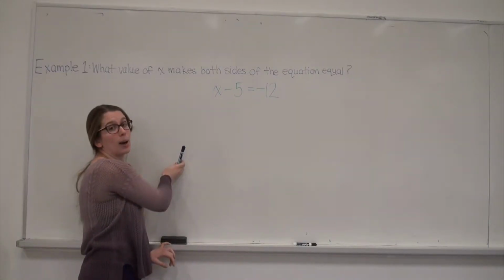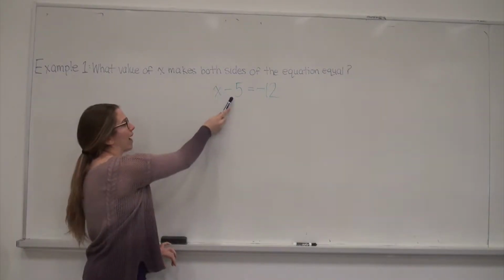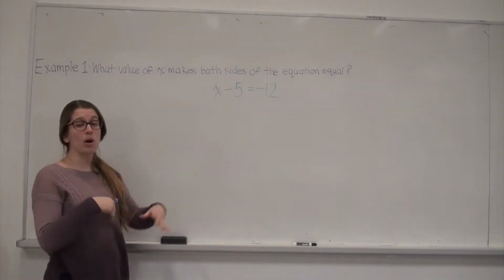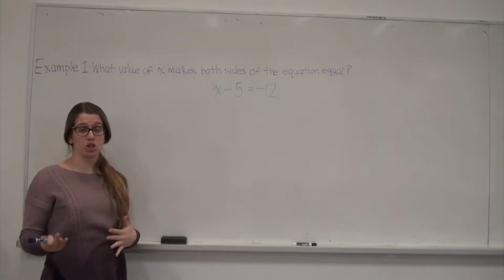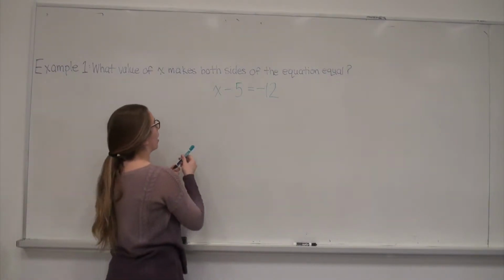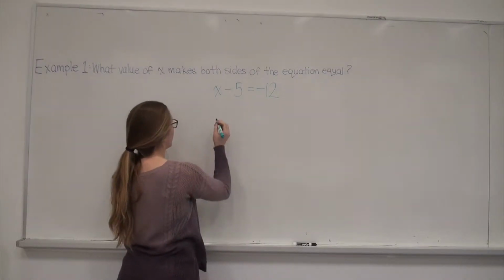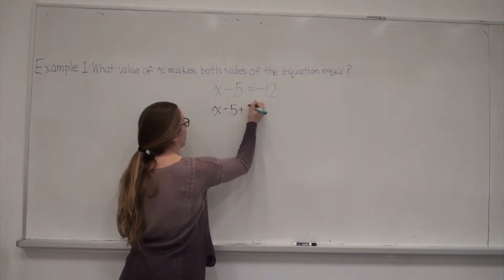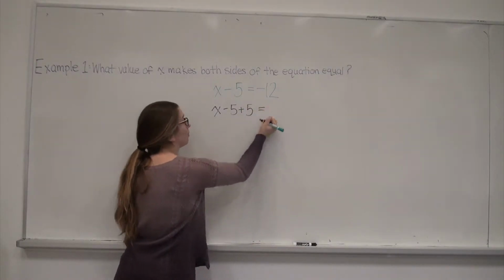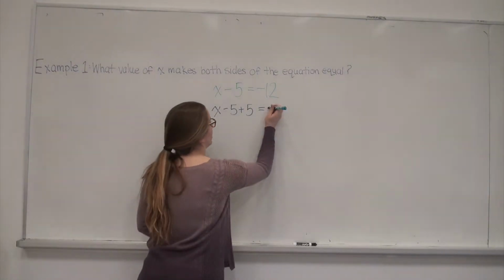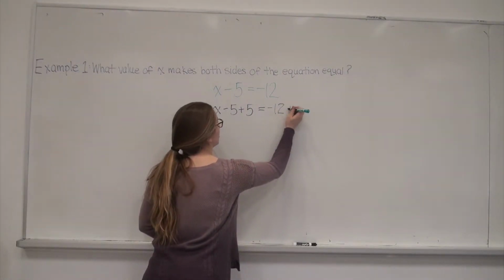The operation being applied to the x is negative 5. So we want to do the opposite of subtracting 5, and we want to add 5 instead because addition is the opposite of subtraction. So I'm going to have x minus 5 plus 5. Now remember, we're maintaining that equality at all times. So we're going to have negative 12 plus 5.